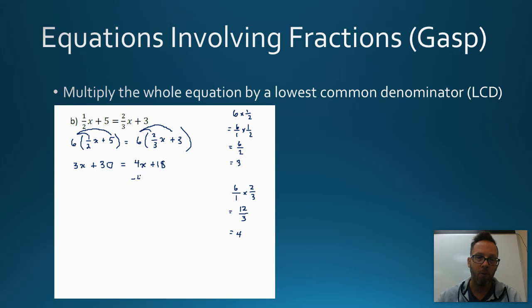Let's proceed like we normally do. Collect the x's on the left. By subtracting 4x, I get negative x. So that's negative 1x plus 30 equals 18. Negative x equals negative 12. At this point, to get x by itself, we just change the signs on each side or divide by negative 1, whatever you feel comfortable doing. I'm just going to change the sign. So if negative x is negative 12, then x is equal to 12.